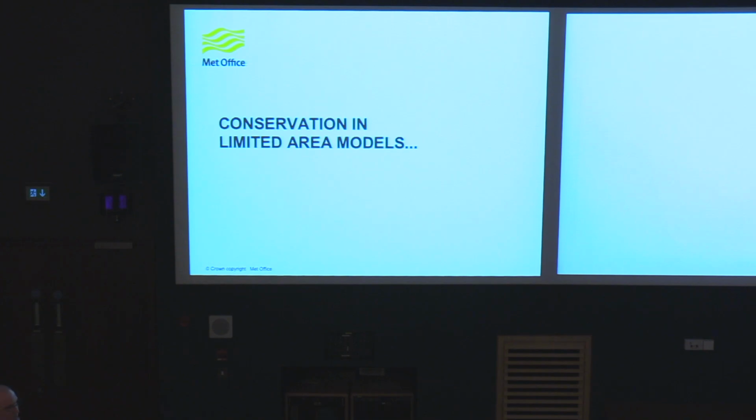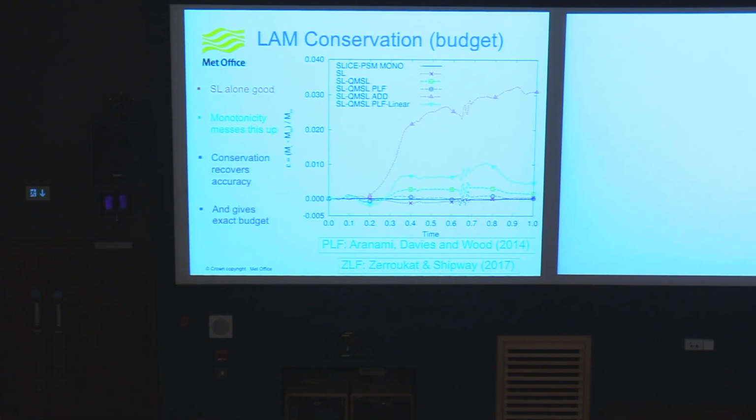The other aspect I'll talk briefly about, because certain areas are moving towards running limited area models for long times, where conservation can become an issue, is conservation in limited area models. And I won't say very much about this. This is looking at some work that originally Kohei Aranami did, and then more recently Mohamed Zerukat has followed up on, looking at how one can impose conservation within a limited area model. In the global model, you have a closed domain, so it's very easy to know how much mass you have at the beginning of the time step and how much to impose at the end of the time step.